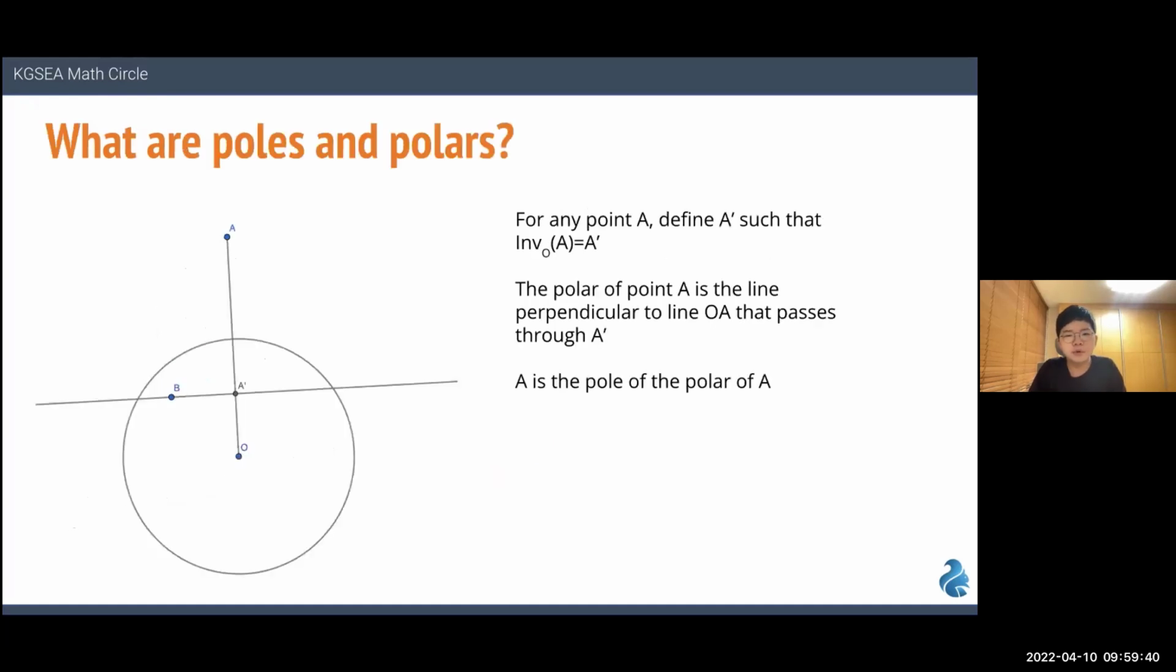So what are poles and polars? For any point A, define A prime such that A prime is the inverse of A around circle O. The polar of point A is the line perpendicular to OA that passes through A prime, and A is the pole of the polar line of A.